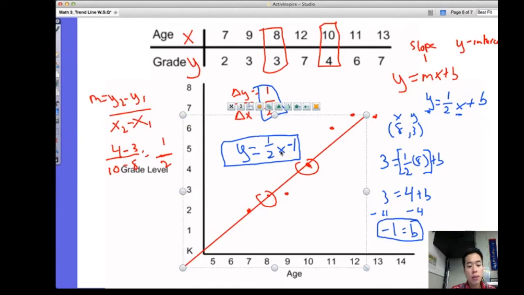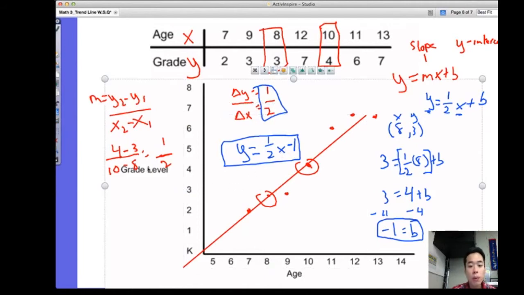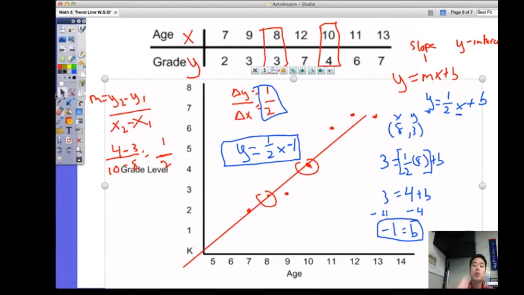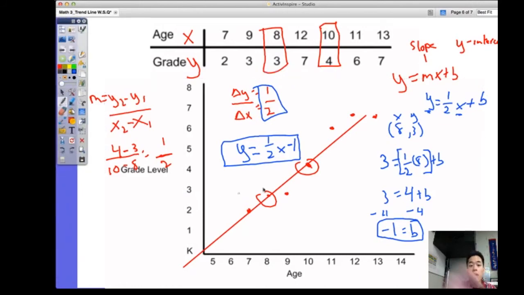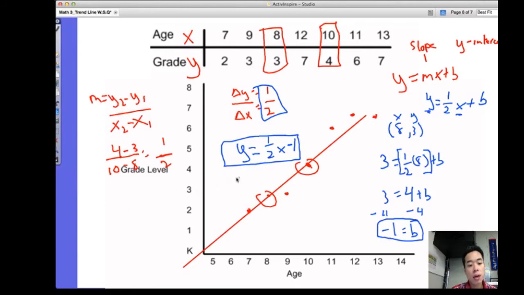Let's test our rule. Here I'm going to put in y is equal to 1/2, let's do the age of 16. The reason why we want to come up with the rule is that it allows us to predict future events. So 1/2 of 16, I get y is equal to 8 minus 1. I get y is equal to 7. Now, see, that's where it kind of messes up.